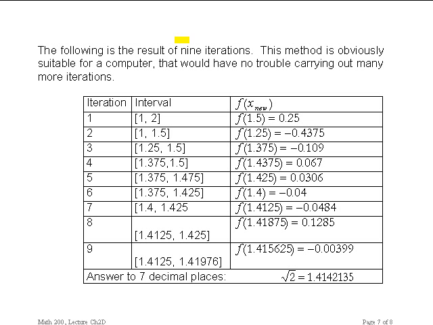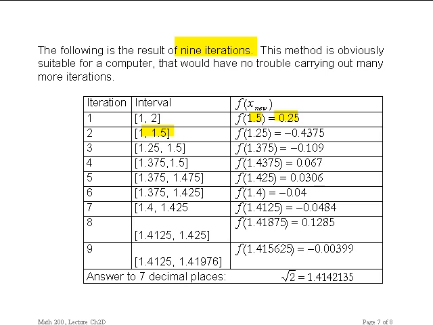So here is the result of 9 iterations. I start with an interval 1 to 2. Okay, I know the root's there. I find that the average, the midpoint in that interval is 1.5, and I evaluate the function there, and I find out that it's positive. So I reassign the 2. Now I have an interval 1 to 1.5.